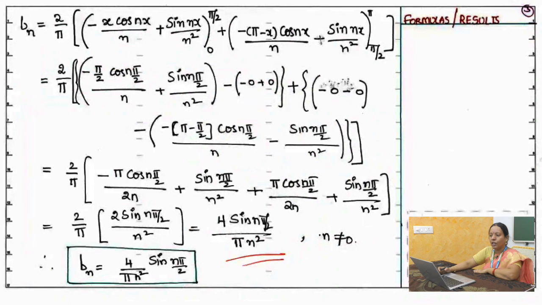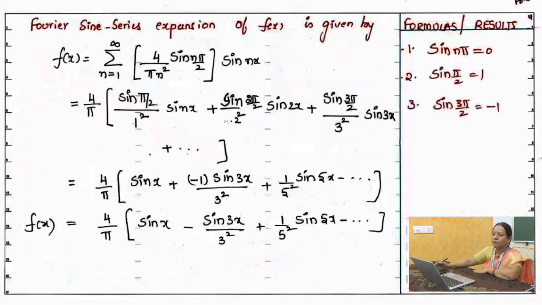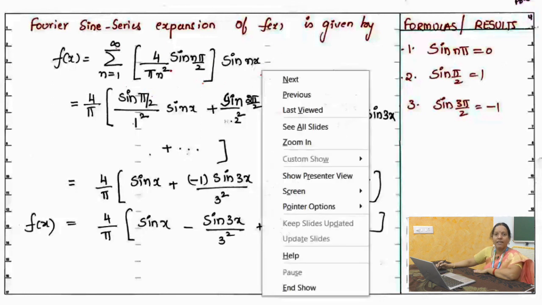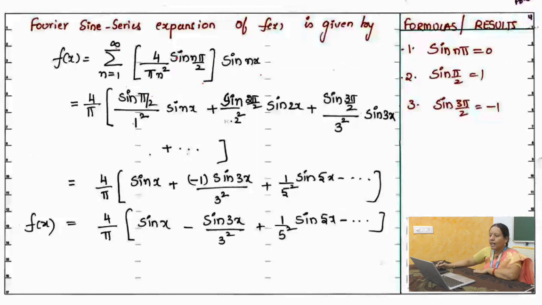Clearly, n not equal to 0. Now, substituting this bn value in equation 1, you get f of x equals sigma n equals 1 to infinity 4 by pi n square sin n pi by 2 into sin nx. Now, expanding the summation, you get sin pi by 2 by 1 square into sin x plus put n equals 2, 4 by pi already taken out, so sin 2 pi by 2 square sin 2x plus so on.